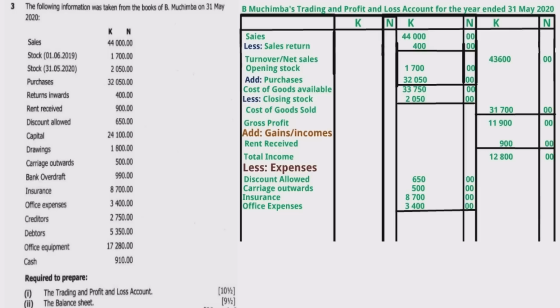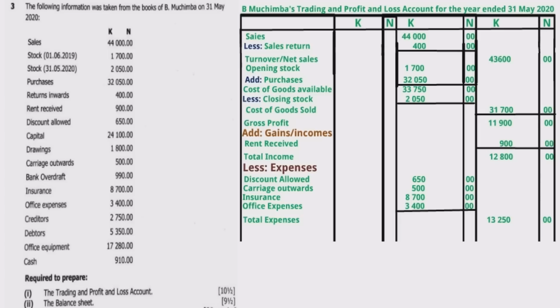13,250 kwacha. That is the total amount of expenses. Okay, so now when we look at the expenses, we find the total expenses. The total expenses is 13,250 kwacha, and when we look at the total income, it is 12,800 kwacha. Before we even do the calculations, we can see that 13,250 kwacha is bigger than 12,800. That means Mr. B Mchimba ran at a loss.